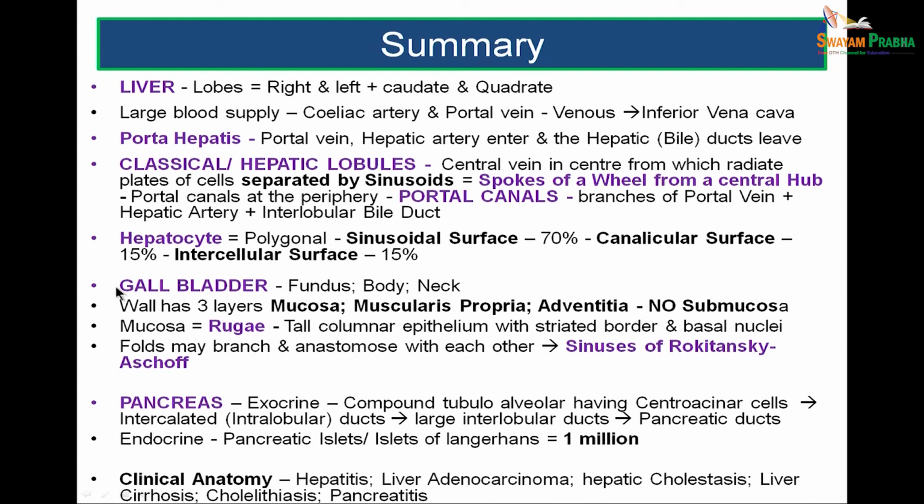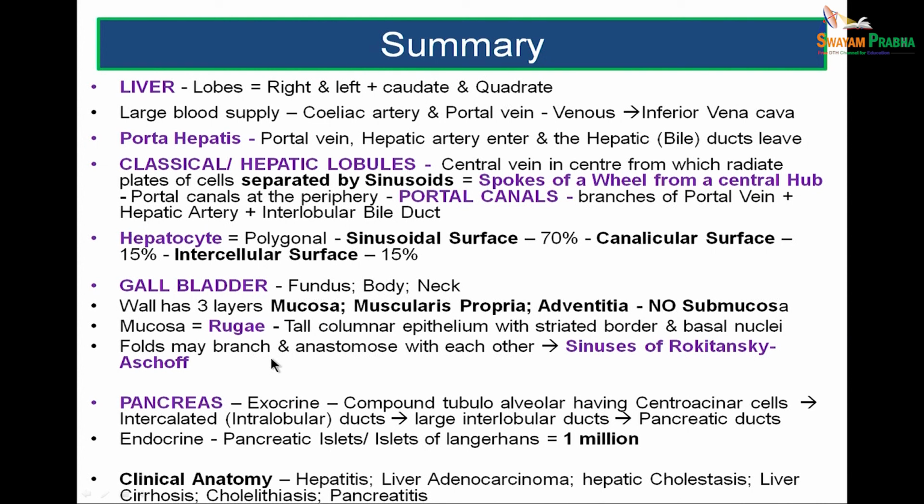Then we studied the gallbladder, the fundus of the gallbladder, body and neck. The wall of the gallbladder is different from the gastrointestinal tract because it has only 3 layers, a mucosa, a muscularis and adventitia, no submucosa. The mucosa is thrown into rugae, with tall columnar epithelium with striated borders, basal nuclear cells with folds that may branch and anastomose giving you sinuses of Rokitansky-Aschoff.